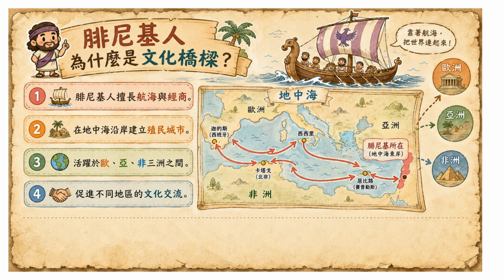Please notice the ship and the map of the Mediterranean. The Phoenicians were skilled sailors and merchants, so they traveled widely by sea. They built colonies along the Mediterranean coast and were active between Europe, Asia, and Africa. Because they moved from place to place, they carried goods, ideas, and cultural influences with them. That is why we call them a cultural bridge.